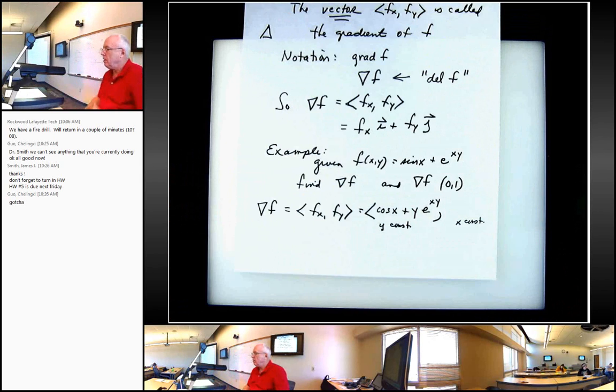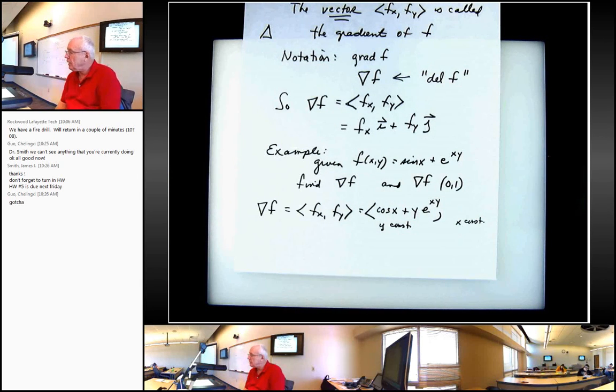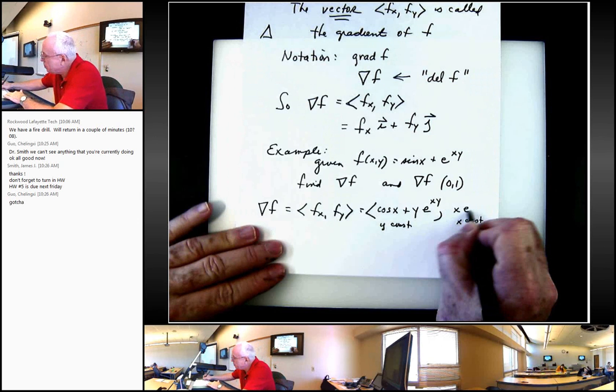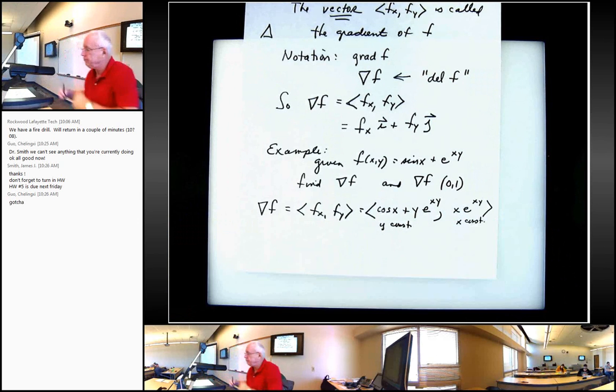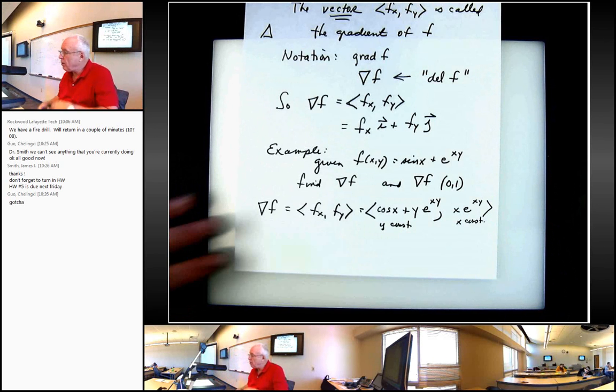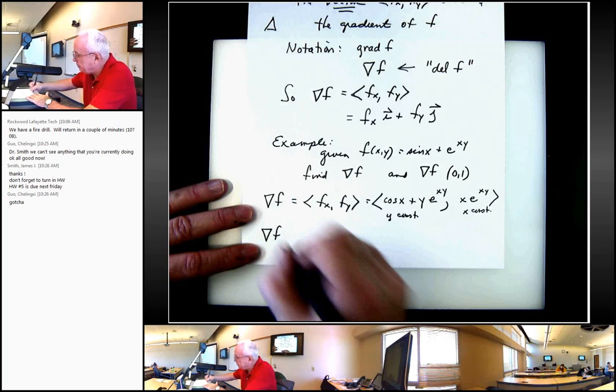Now in this case, with x being constant, sine of x is just going to go to a 0. And so we're looking at the derivative with respect to y of e to the xy, and that's going to be x e to the xy, again with the chain rule. So that's our gradient.